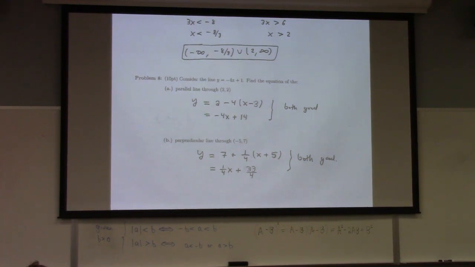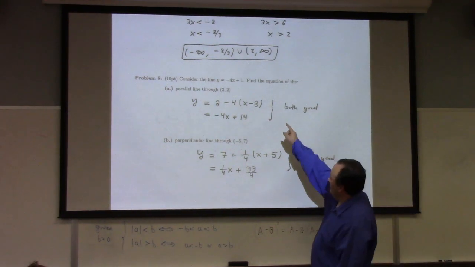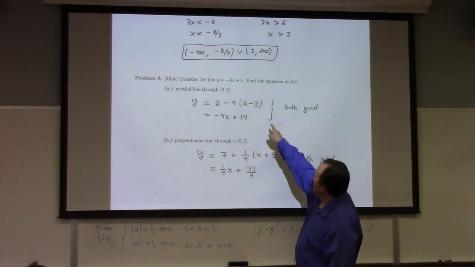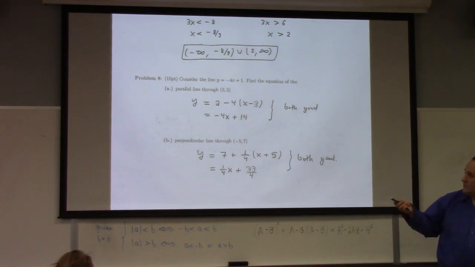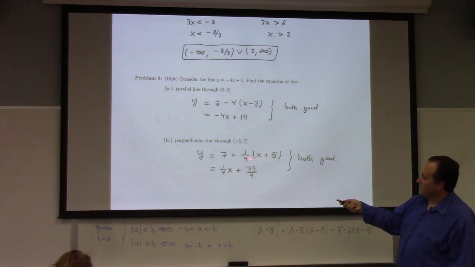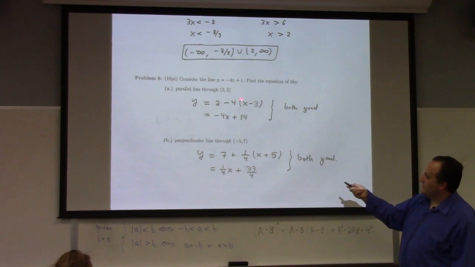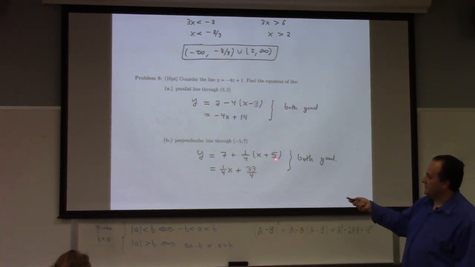How do you find a parallel line? What makes a line parallel? Same slope, right? What makes a line perpendicular? Negative reciprocal slope, right? So the given line has slope -4, so the parallel line has to have slope -4, right? And the perpendicular line has to have slope -1/-4, which is 1/4. And then I'm just using the point slope formula, which means you put the y here, and you subtract the x over there, you put the slope that you want. So this is just using the point slope formula for a line.